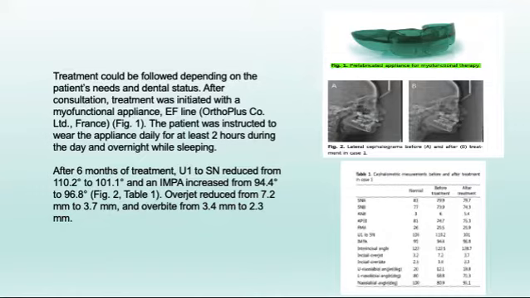U1 to SN was reduced from 110.2 degrees to 101.1 degrees, and IMPA increased from 94.4 degrees to 96.8 degrees, as in figure number 2 and table number 1. Overjet was reduced from 7.2 millimeters to 3.7 millimeters, and overbite from 3.4 millimeters to 2.3 millimeters.